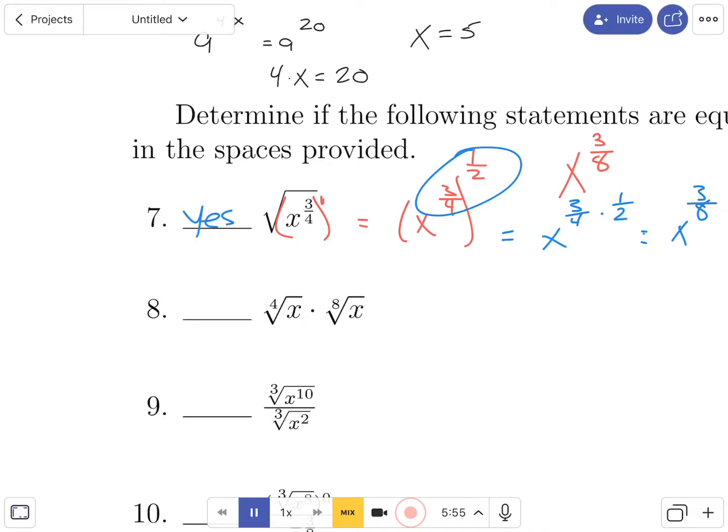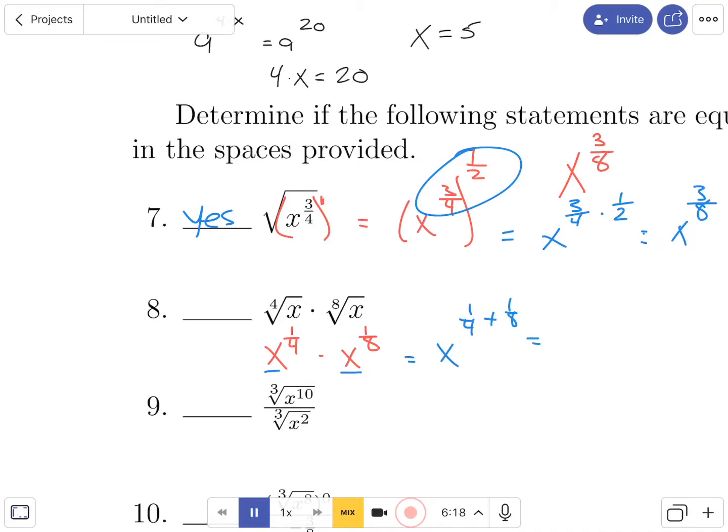Okay, number 8, we're going to be able to rewrite both of these. So we can write the first one as x to the 1/4 power times x to the 1/8 power. Well, when we have multiplication taking place between two things that have the same base, we know that we can add their exponents. So this is x to the 1/4 plus 1/8.